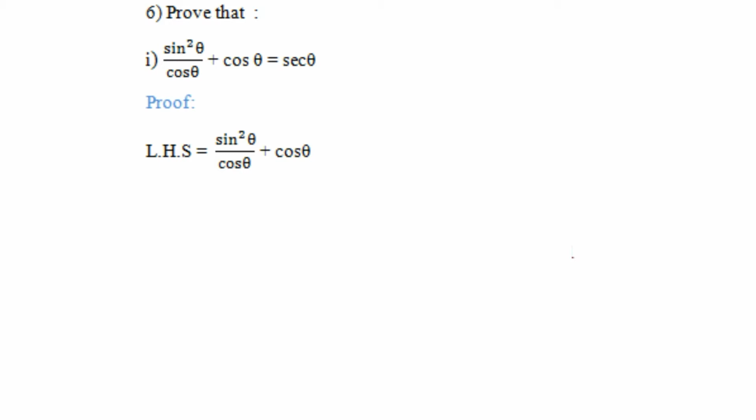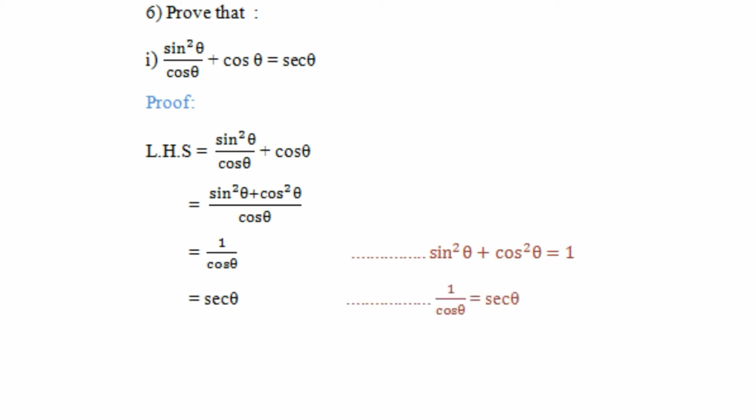Therefore, LHS is equal to sin square theta plus cos square theta upon cos theta. That is equal to 1 upon cos theta, as we know that sin square theta plus cos square theta is equal to 1. And 1 upon cos theta is equal to sec theta. And therefore, LHS is equal to RHS. Thus, what we have proved? Sin square theta upon cos theta plus cos theta is equal to sec theta.